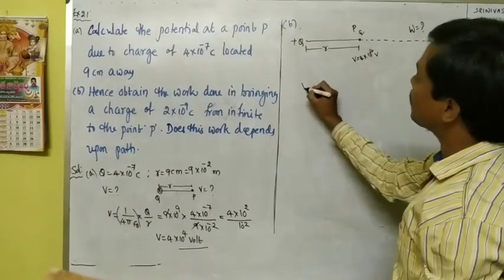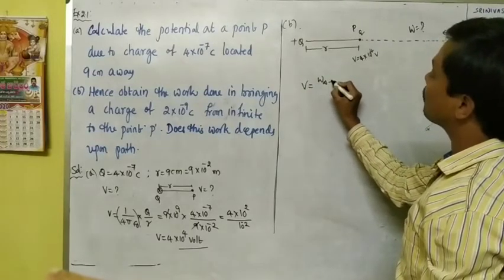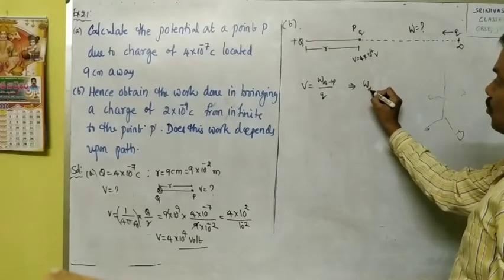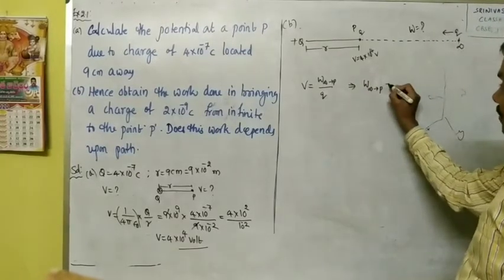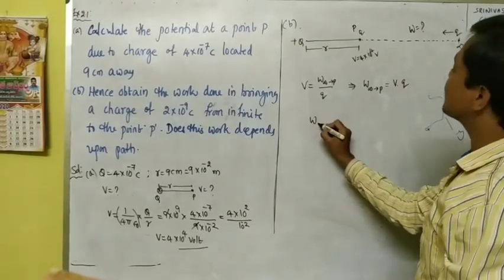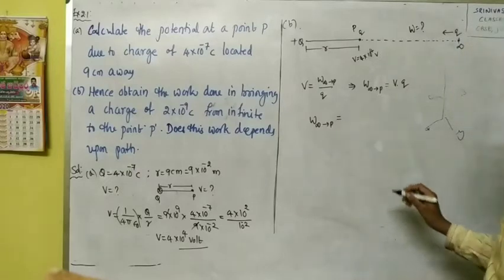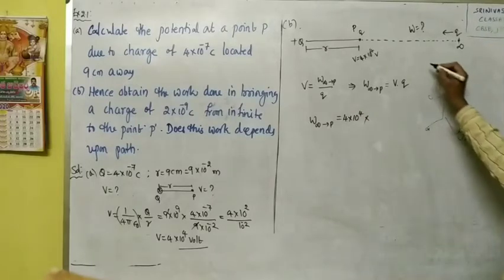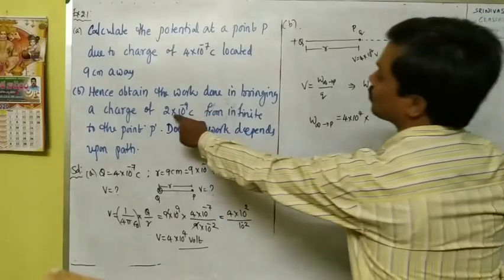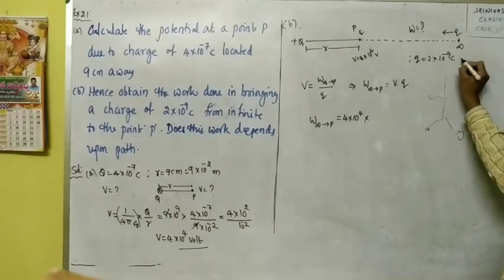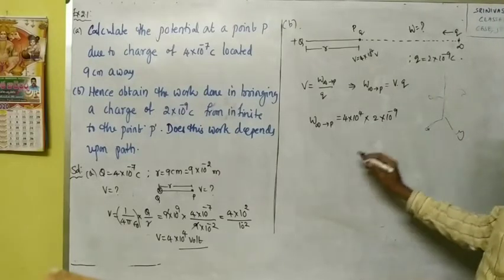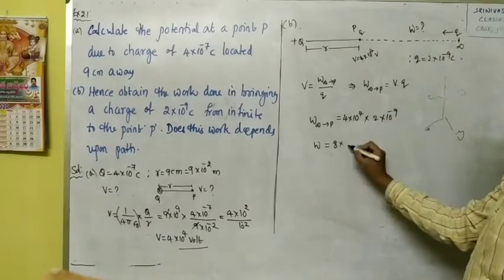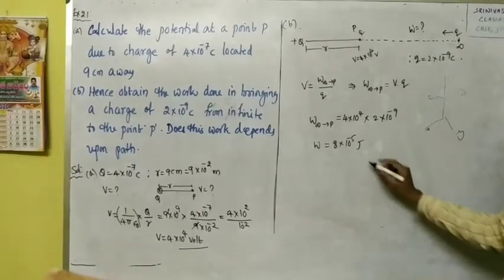That is equal to the potential at point P. The potential at point P formula is work done to move from infinity to P by Q charge. Then from this, work to move test charge Q from infinity to P is potential into charge. Yes, it is very simple. Potential we already know, 4 × 10^4. Then we are moving the Q charge. What is that Q charge given in the question? Yes, we are moving 2 × 10^-9 coulomb. That is the test charge that we are moving. Then we will get the work: 4 into 2 is 8, 10^4 times 10^-9, 10^-5 joules. This is the second solution.